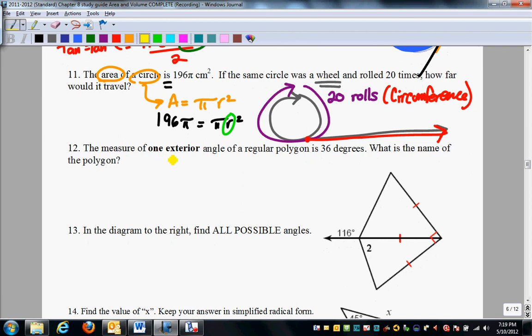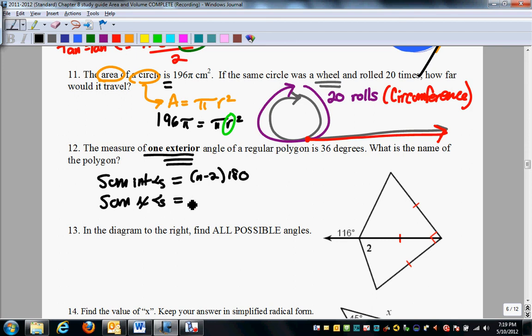It says here, if the measure of one exterior angle of a regular polygon is 36 degrees, what is the name of the polygon? It says, what is the measure of one exterior? Keep in mind, it says, the sum of interior angles equals sides minus 2 times 180. The sum of exterior angles will always be 360. But this one says I have one and it's exterior.